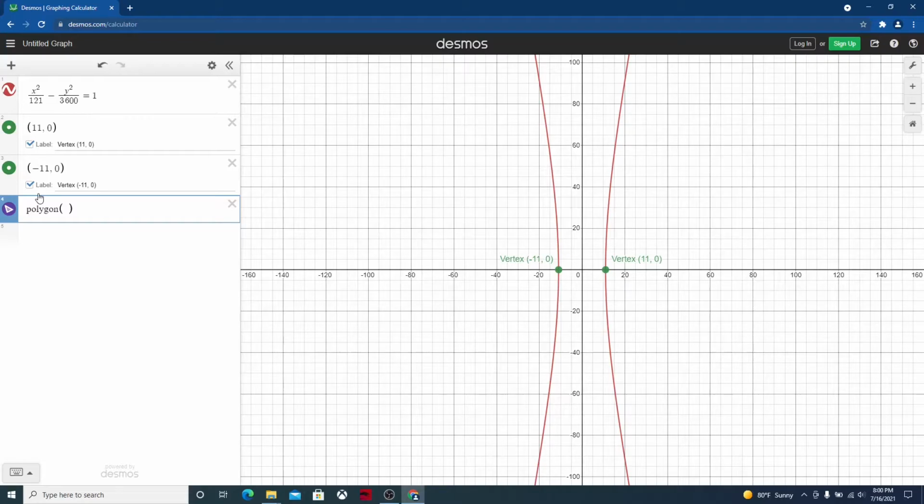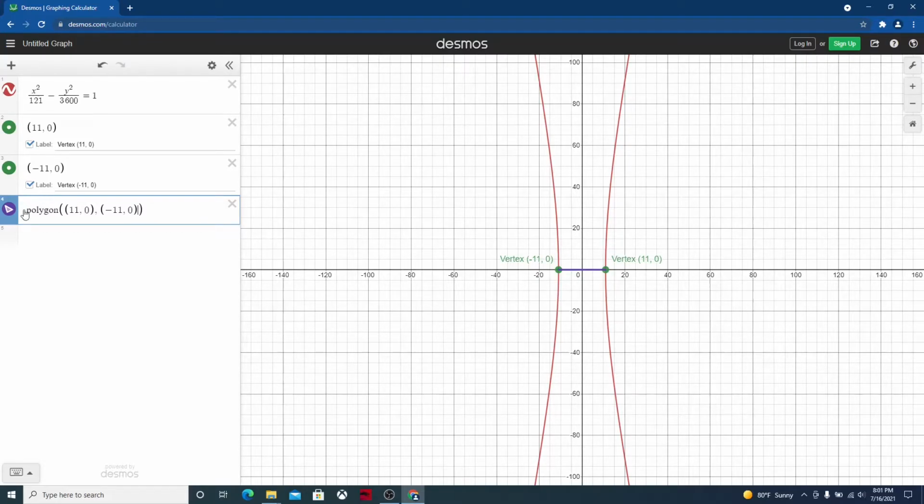So this is how we draw a line segment in Desmos. Open parenthesis 11, 0, close parenthesis, and then we need a comma since we're making a list. That comma is crucial. If you don't put that comma between the points that you're listing in the polygon function, then things won't turn out correctly. So we have (-11, 0). There has to be a comma between the points on that list.